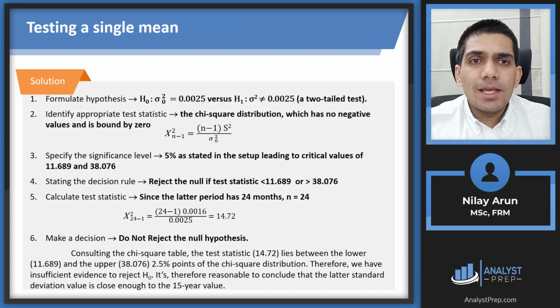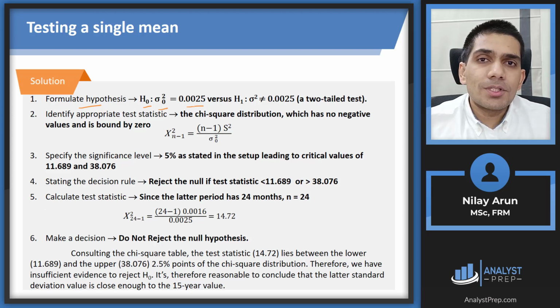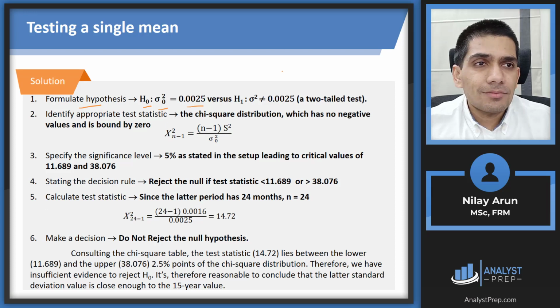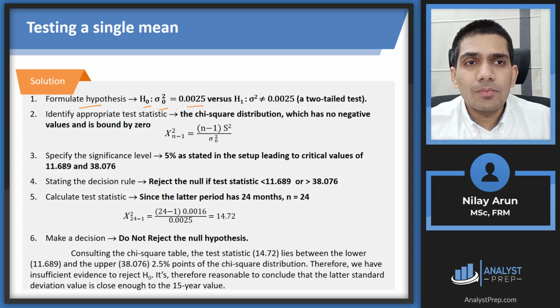Now step number 1 is formulate the hypothesis. What are we comparing? We want to see if the variance has actually changed from 5%. So our null hypothesis, remember it needs to have the equal to sign, is that your variance is equal to 0.0025. Remember, in the question we have been given the standard deviation and not the variance. So we have to square 5%, which comes to this, and we will square 4%, which will come to 0.0016.